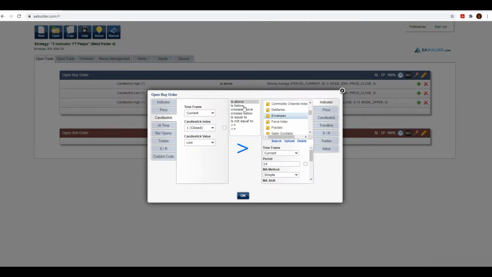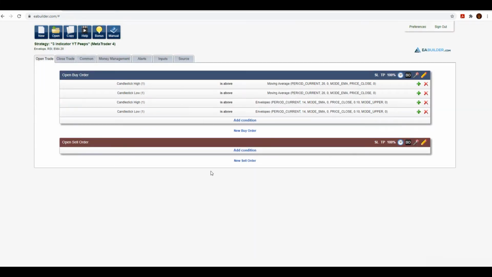The high and low is above the envelope, 14. I want to make sure it's the upper. Alright, so now we have a condition where the high and low is above the 20 period EMA, and then the high and low is above the 14 period envelope, the upper line of the envelope, because it has an upper line and a lower line.